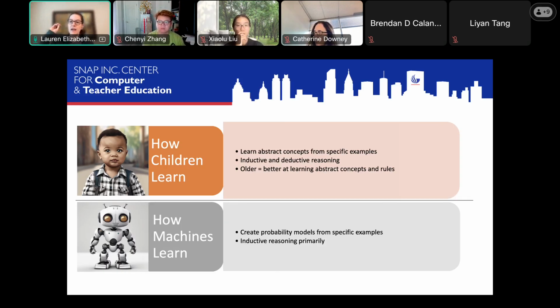I can't give a machine an abstract concept and say, now apply it to a bunch of examples, without it seeing those examples of that concept. Whereas humans, especially the older we get, the better we are at learning abstract concepts and rules and then applying those to novel examples. So that's one big difference between humans and machines: machines are primarily inductive learners, whereas humans can be both inductive and deductive.